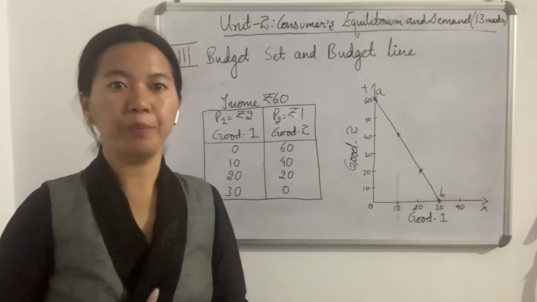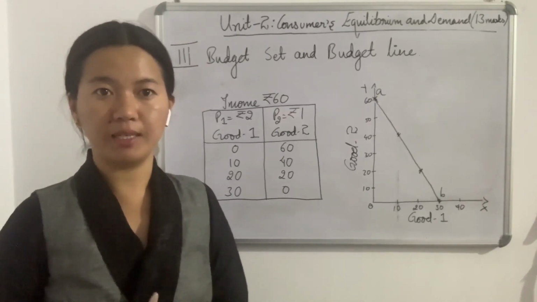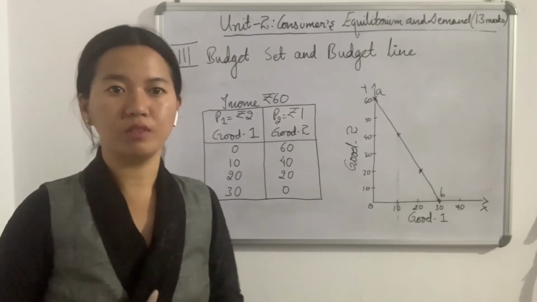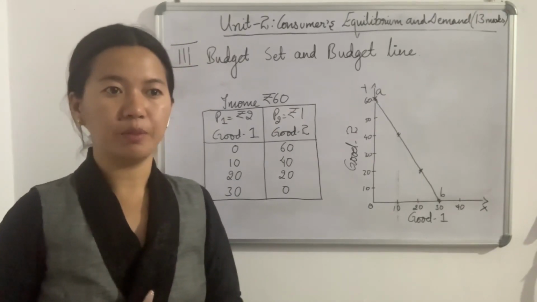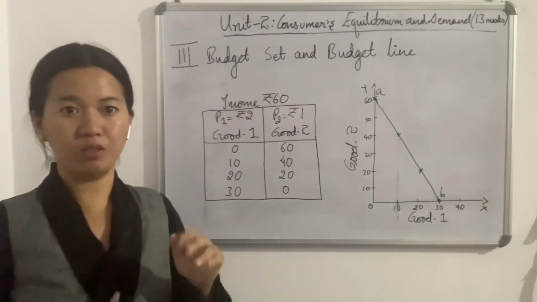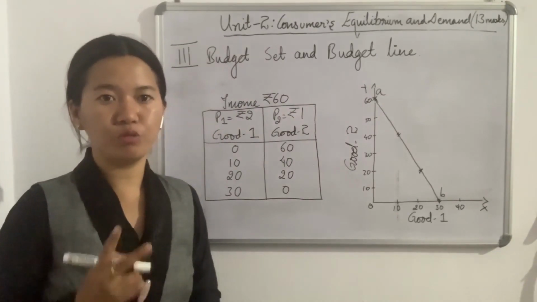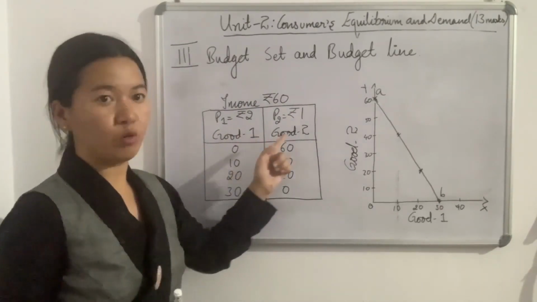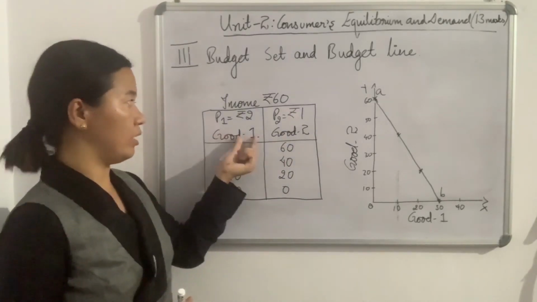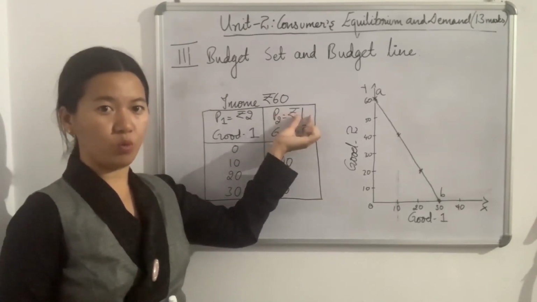And the third main concept which we are going to learn in Unit 2 is budget set and budget line. So let us understand this concept through an example. Suppose you have 60 rupees in your pocket, that is your income is 60 rupees, and you are going to spend it on the consumption of two goods, good 1 and good 2. And let's say the price of good 1 is 2 rupees and the price of good 2 is 1 rupee.